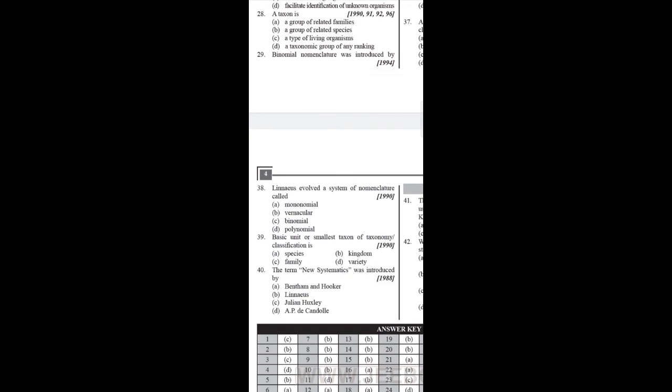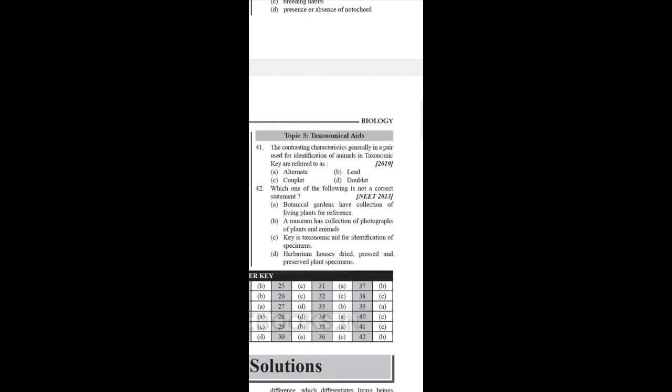Linnaeus evolved a system of nomenclature called. Option number C, binomial. Basic unit or smallest taxon of category classification is. Option number A, species. The term new species was introduced by. Option number C, Julian Huxley. Next topic is taxonomical aids. The contrasting character generally in a pair used for identification of animals in taxonomic keys are referred to as. Option number C, couplet. Which one of the following is not correct statement?